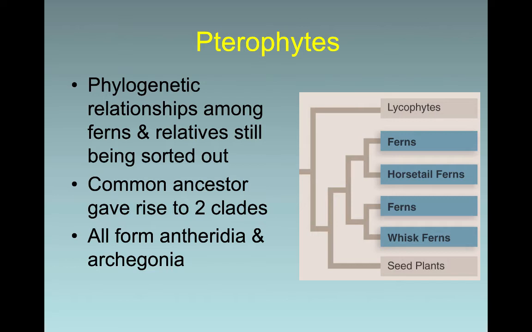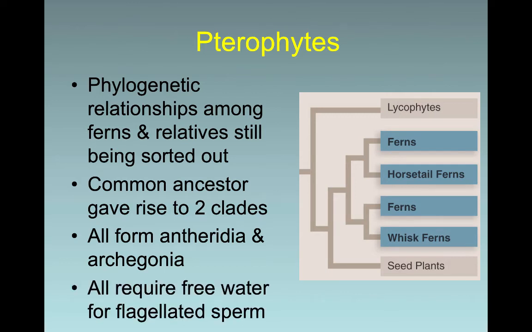They form antheridia and archegonia, just like mosses do, just like liverworts do, just like hornworts do. But their antheridia and archegonia are going to be quite a bit smaller in the grand scheme of things compared to the rest of the body of the plant, as we'll see. The pterophytes, all of them, whisk ferns, horsetails, and true ferns, are still a little bit reliant on water for reproduction because their sperm are flagellated, just like in the bryophytes, and so therefore they need water for dispersal and water for fertilization to occur.